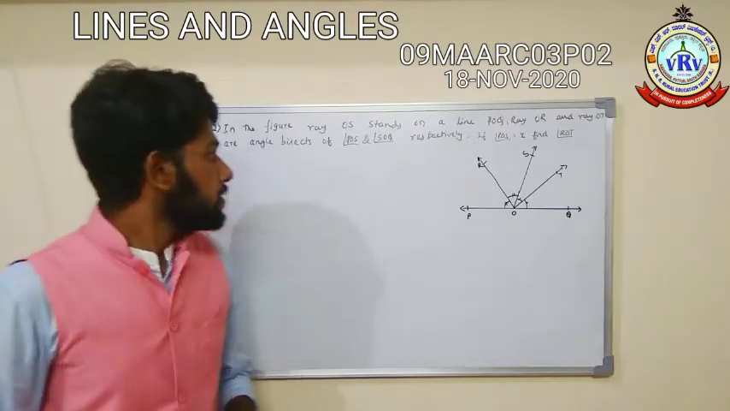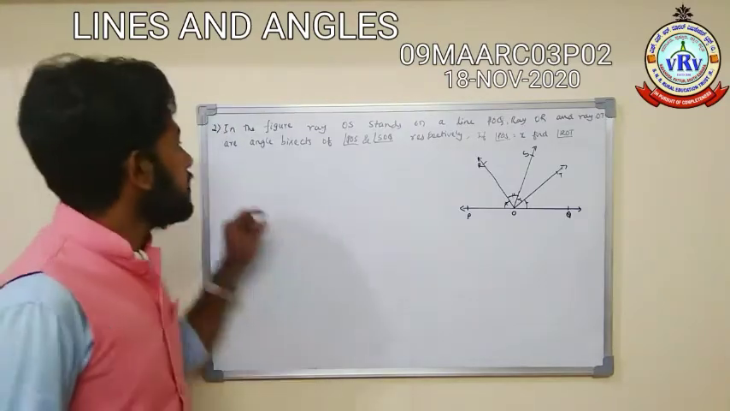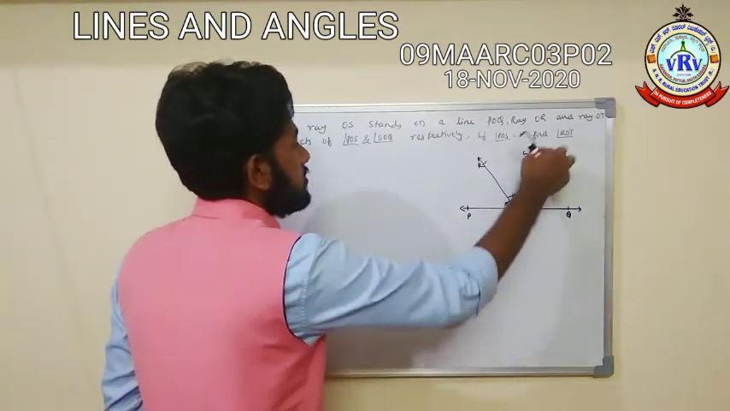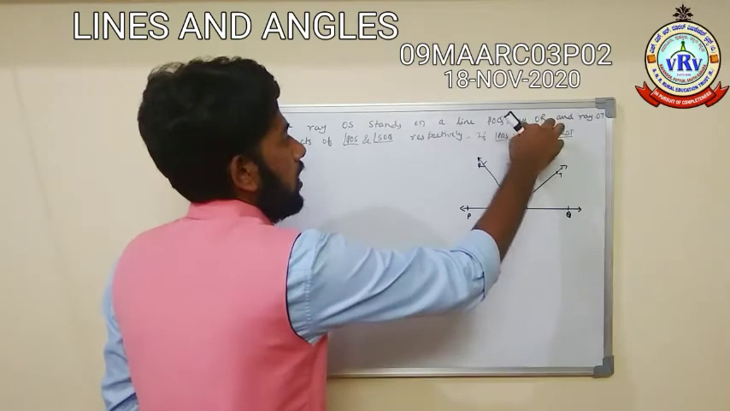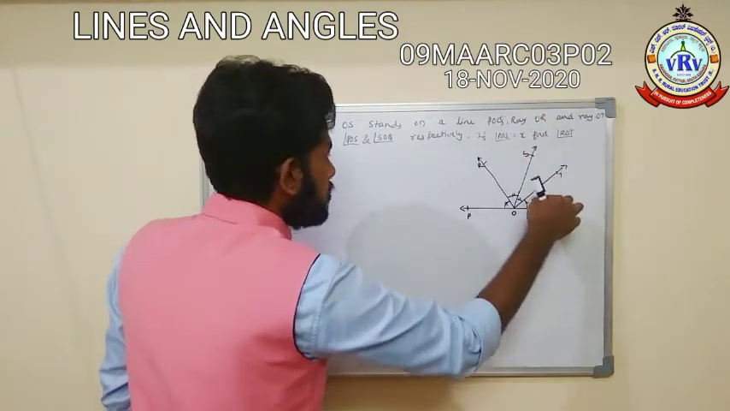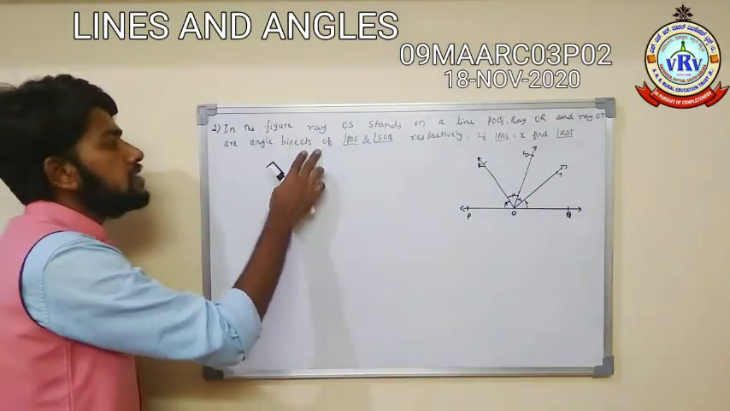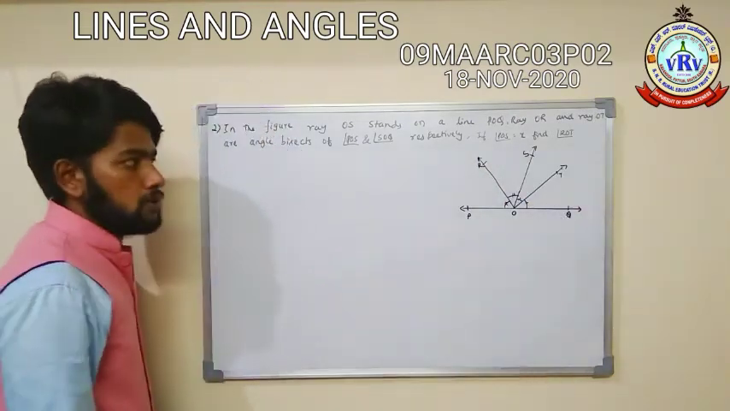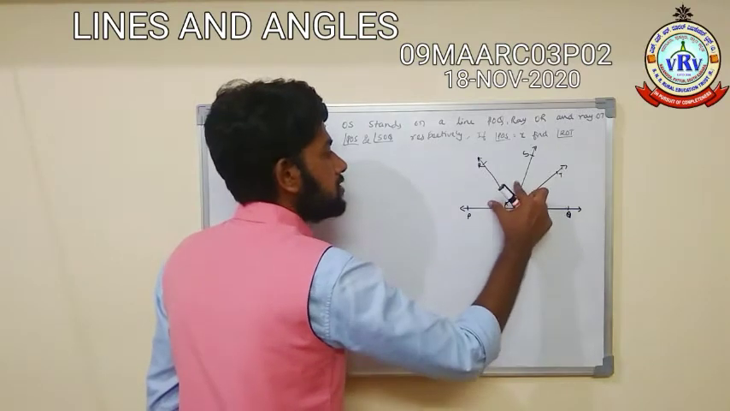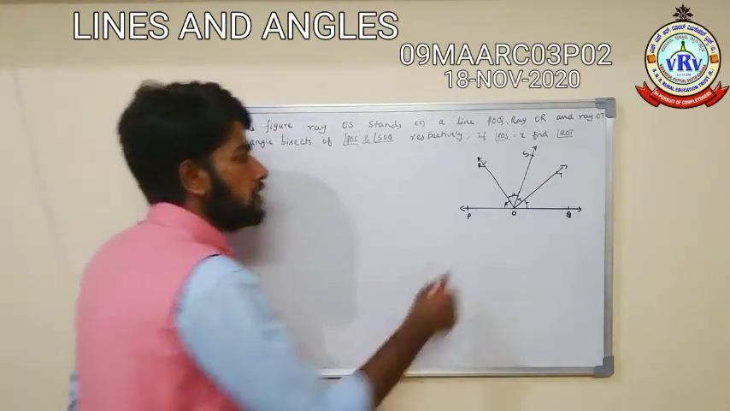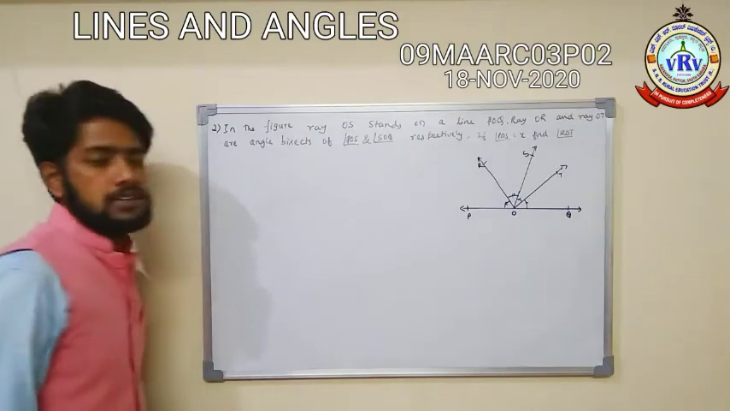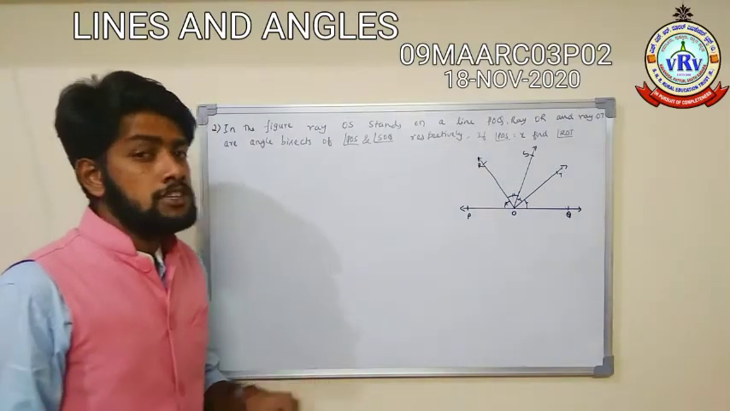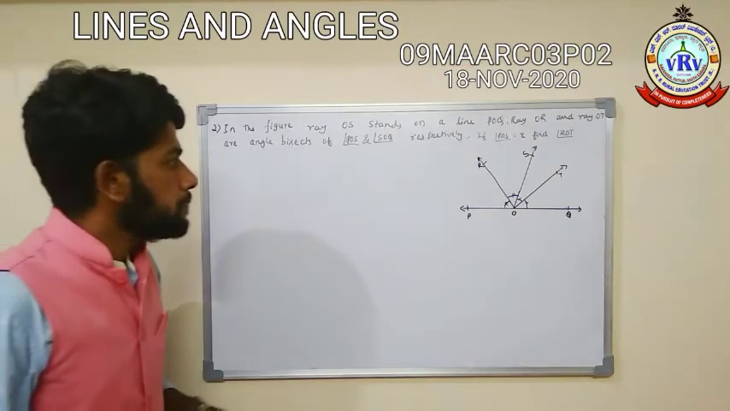Okay, the next example is this. This is quite an interesting one. In this figure, ray OS stands on the line POQ, and rays OR and OT are angle bisectors of POS and SOQ respectively. If POS is equal to x, find the angle ROT.